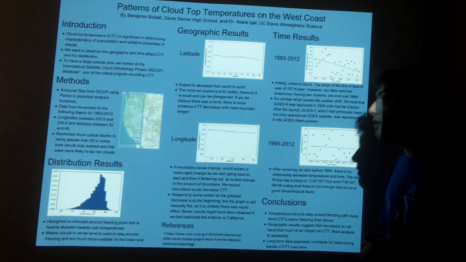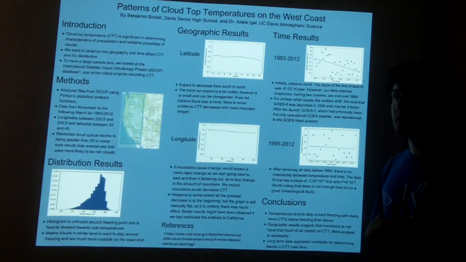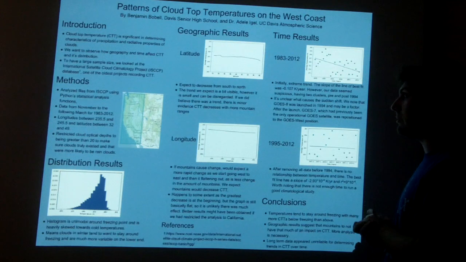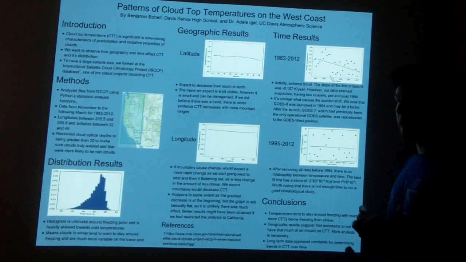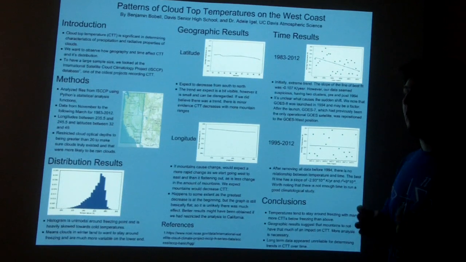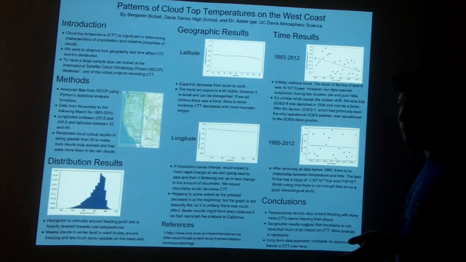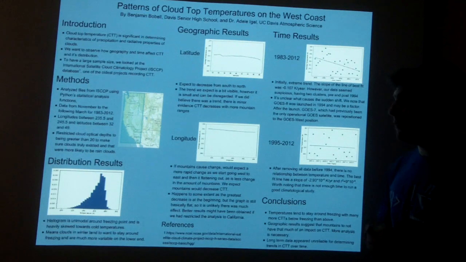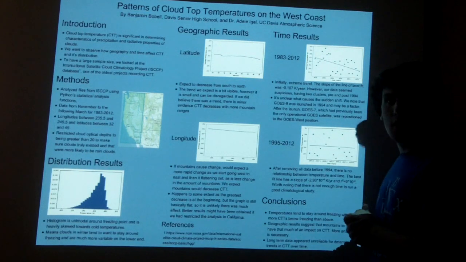And so we used the International Satellite Cloud Climatology Project, or ISCCP, database, which is one of the oldest, from 1983, to find our cloud top temperature trends. Our methodology basically used that database, plugged it into Python, and used statistical analysis, using histograms, means, whatever we wanted, to find any sort of significance. The data ranged from winter, loosely November to March, for 1983 to 2012, because we wanted to see more rain cloud properties.